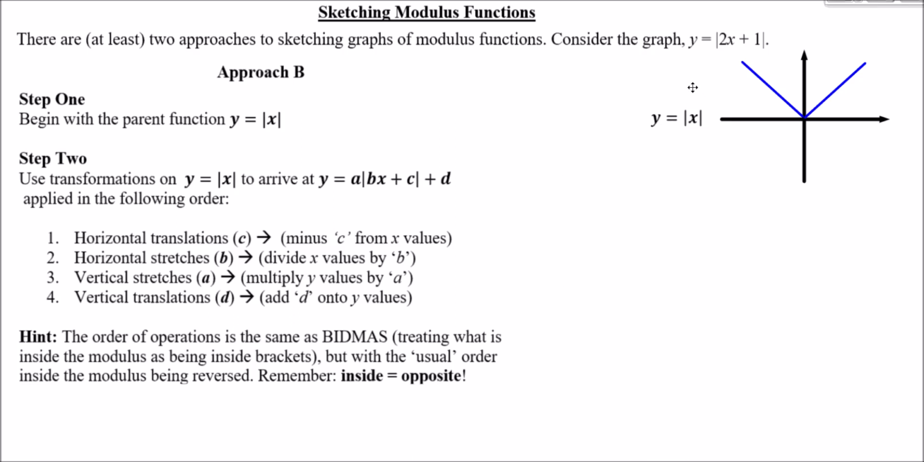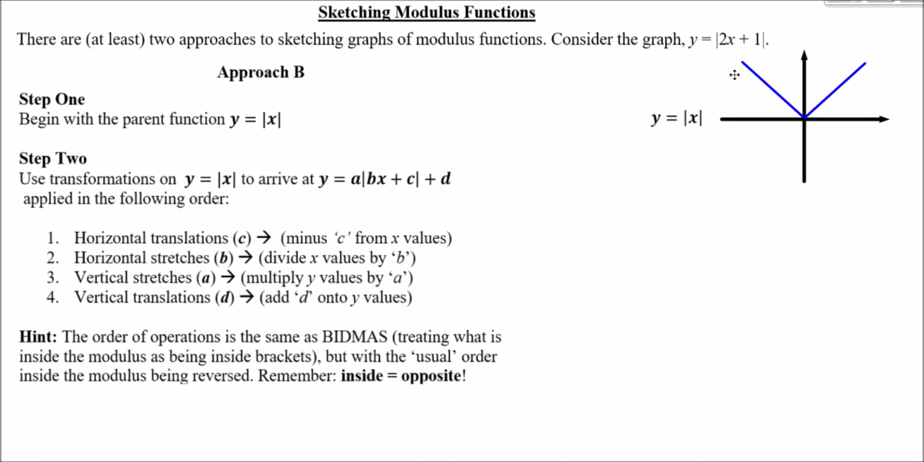So we've got y equals mod x. The first thing we've got here, we've got a is 1. Basically, we don't need to worry about a. There's no number in front of a modulus symbol there. We've got b is 2. We've got our c is 1. So we deal with c first. So we're going to minus c from the x values, which means we're going to take that 1 and not add 1, but rather take 1 away.